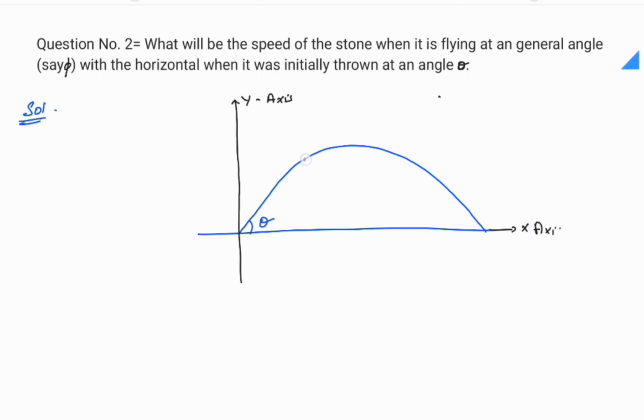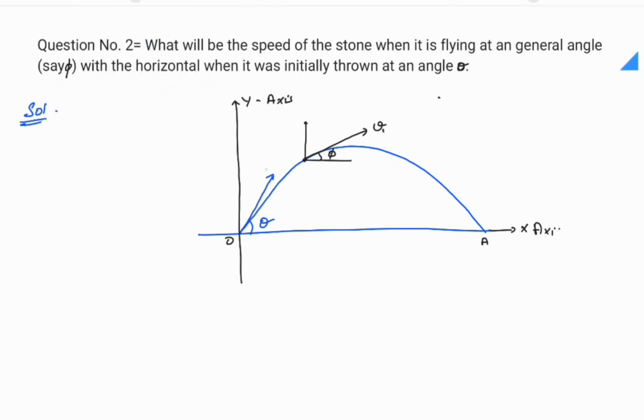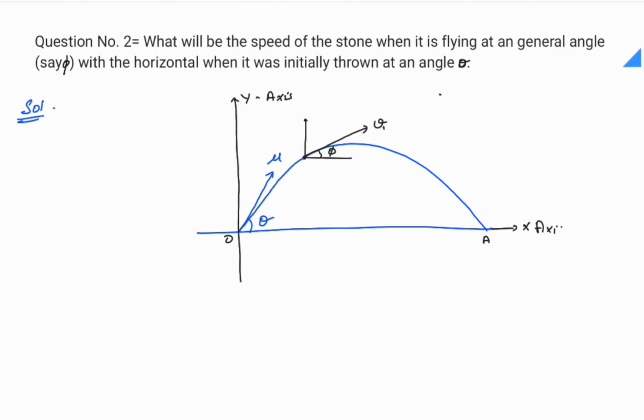Suppose this is any general point B. This is point O, this is point A, and this is point B. And at point B, the velocity of the stone is V1. Let us consider V1. And this is making angle phi from the horizontal. Let us consider the initial velocity as u.